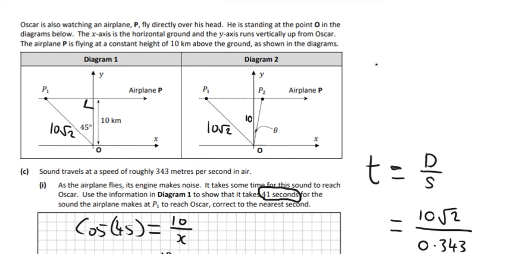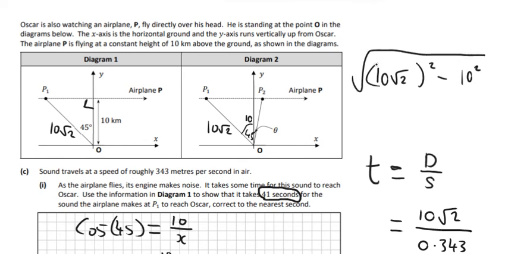From P1 to basically the y-axis, that's going to be 10 as well. You can use the fact that this is 45 down here to know that. But if you want, you could use Pythagoras as well. So 10 root 2 squared take away 10 squared and square root. So it's just a right angle triangle, so you will get 10 there again. So from P1 to P2 is 10.